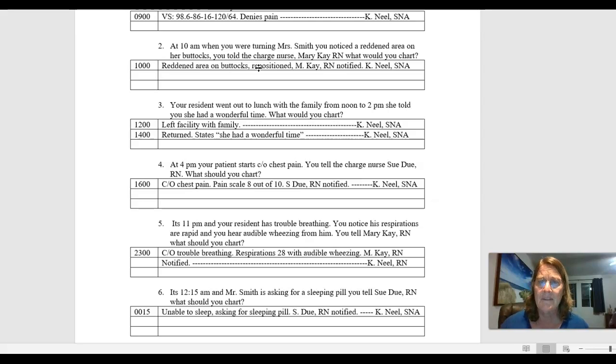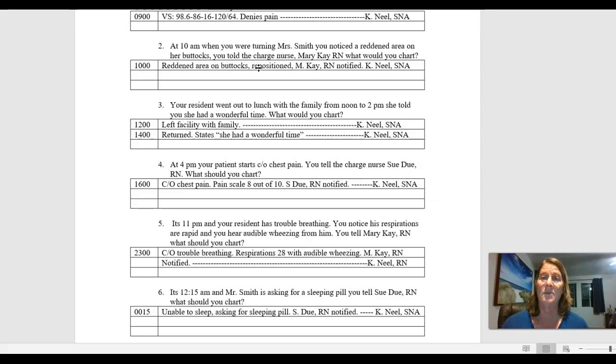The fifth one, it's 11 p.m. and your resident has trouble breathing. You notice his respirations are rapid and you hear audible wheezing from him. I think originally when I put these little entries in, I was just looking at them as individual charting episodes, not the same patient. So obviously I was talking about Mrs. Smith earlier. Now I'm talking about a man. But 2300 would be my 11 p.m. Complains of trouble breathing. Respirations 28 with audible wheezing. MK RN notified.